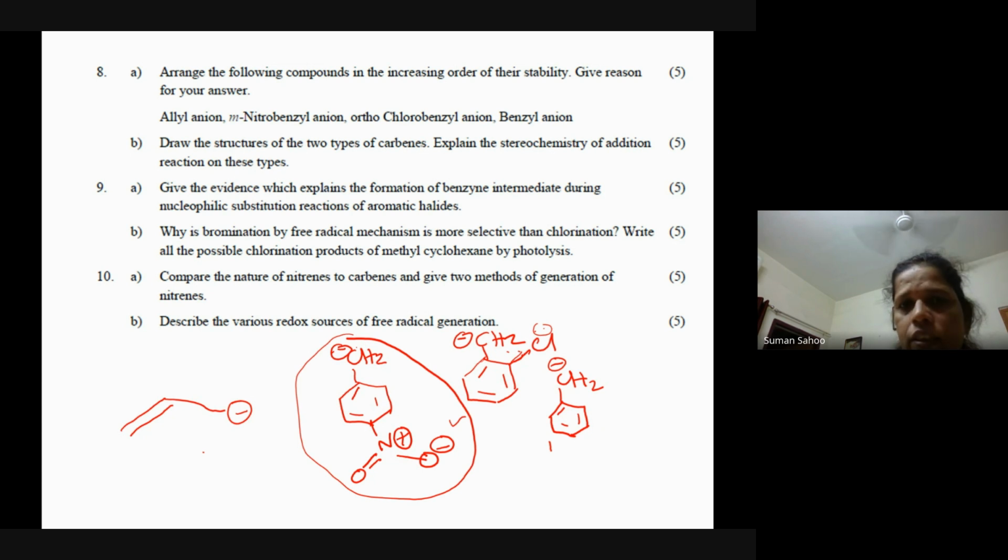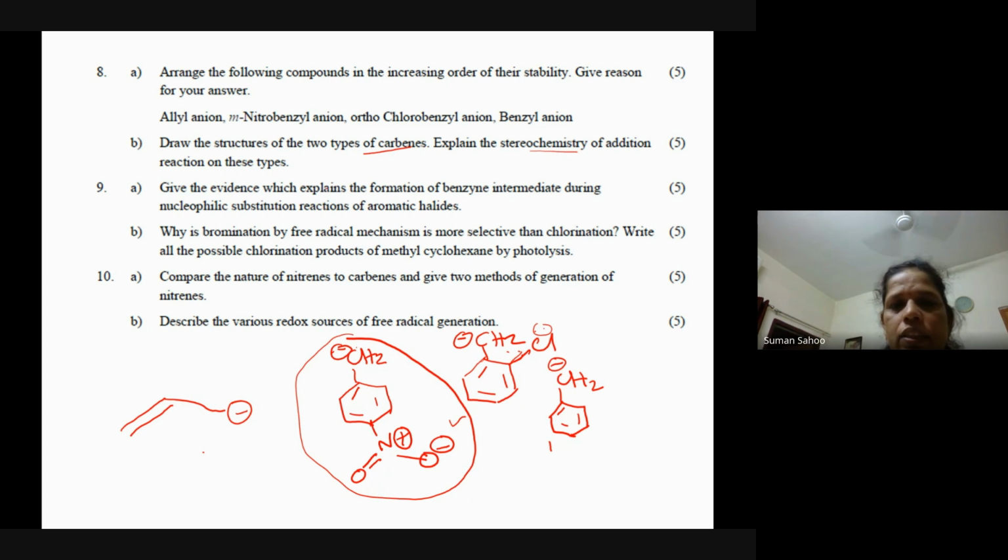Draw the structures of the two types of carbene, singlet or triplet. Explain the stereochemistry of addition reaction of these two types. When there is cis addition, that is, when singlet carbene is present, you are getting specific products. But in case of triplet carbene, there you have spin inversion, so that you are getting both cis as well as anti addition products.